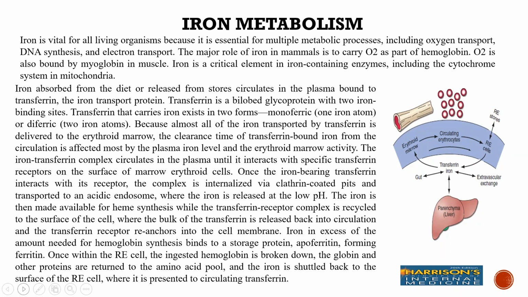Iron absorbed from the diet or released from stores circulates in the plasma bound to transferrin, the iron transport protein. Transferrin is a bilobed glycoprotein with two iron binding sites. Transferrin carrying iron exists in two forms, monoferric and diferric. Because almost all of the iron transported by transferrin is delivered to the erythroid marrow, the clearance time of transferrin-bound iron from the circulation is affected most by plasma iron level and the erythroid marrow activity.